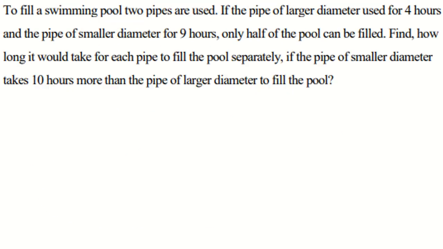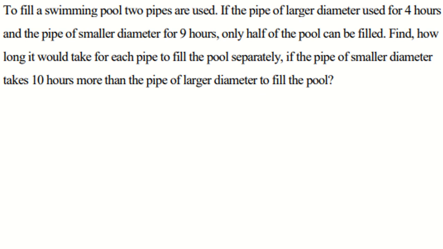Okay, now next is this type of question I was talking about. See, this is the word problem of the quadratic equation. To fill a swimming pool, 2 pipes are used. If the pipe of larger diameter is used for 4 hours and the pipe of smaller diameter for 9 hours, only half of the pool can be filled. Find how long it would take for each pipe to fill the pool separately if the pipe of smaller diameter takes 10 hours more than the pipe of larger diameter to fill the pool.